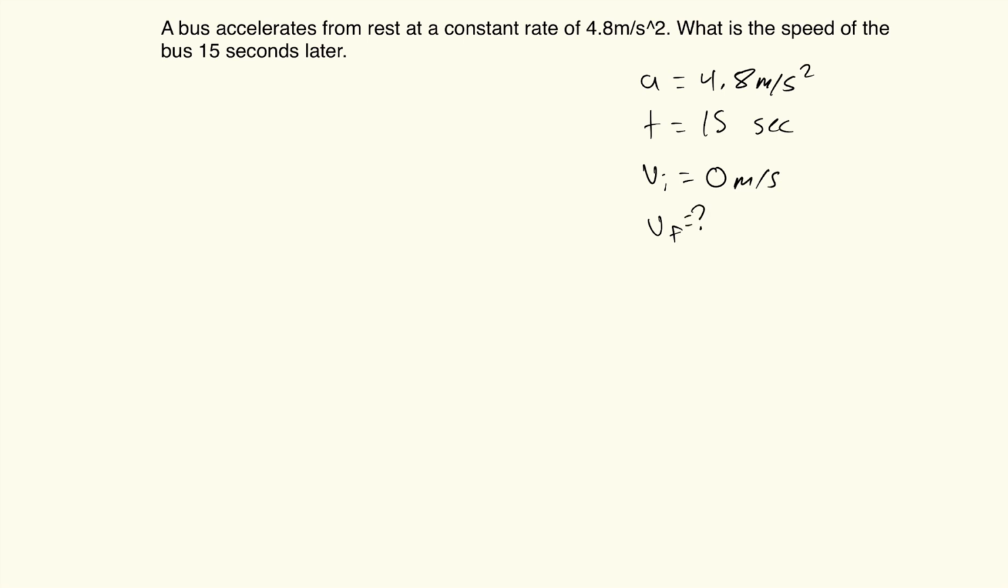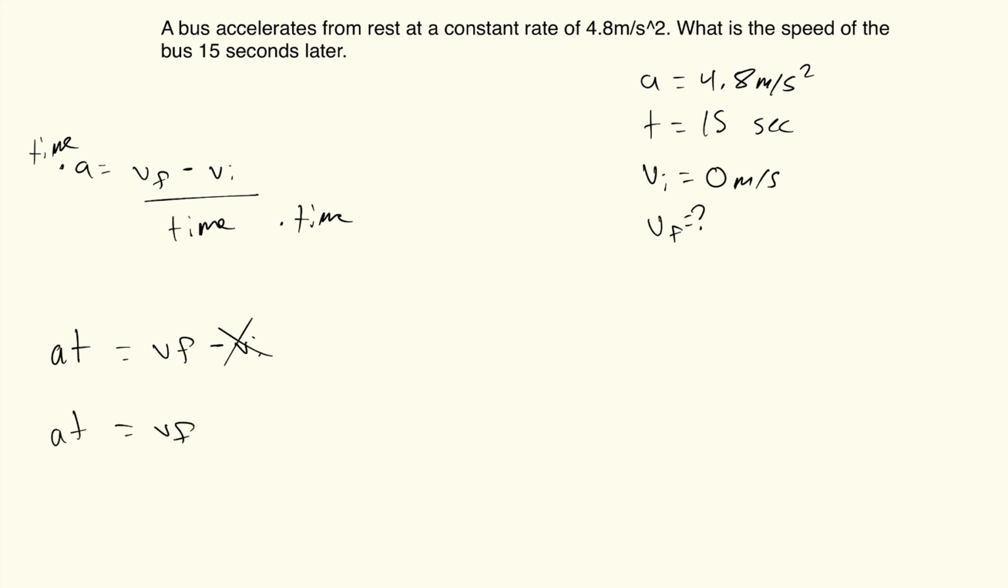So let's use the same formula we used earlier. Acceleration is equal to Vf minus Vi over time. But now we want to isolate for Vf. So we can multiply by time on the bottom, multiply by time over here, and we'll be given AT is equal to Vf minus Vi. Vi is 0, so minus 0 doesn't really matter. So AT is equal to Vf. Acceleration times time is equal to Vf.